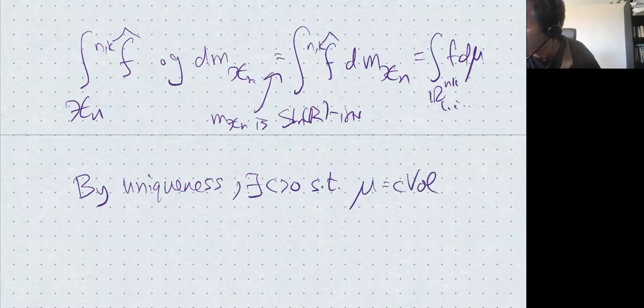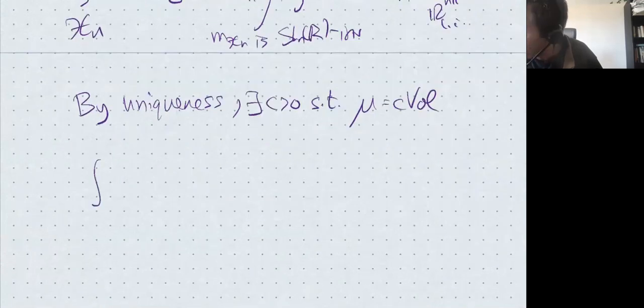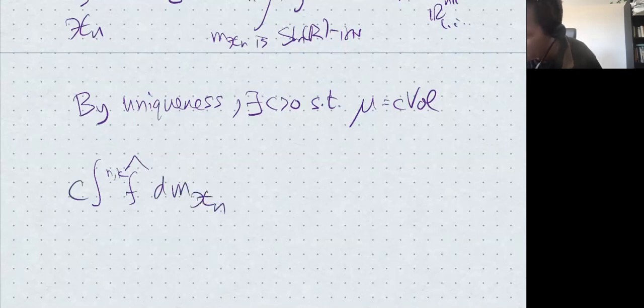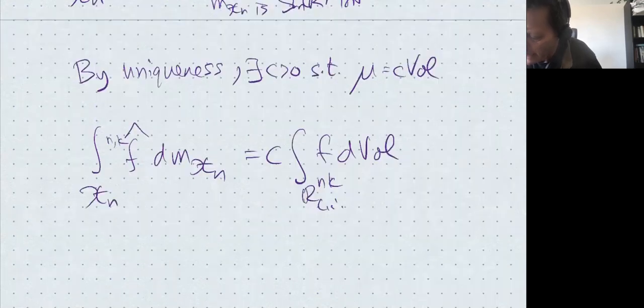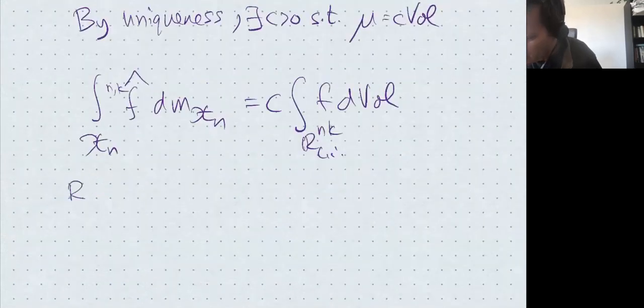So in other words, what that means is that the integral multiplied by C, or, well, C goes to the other side, I guess. This is equal to the formula that I wanted to prove, up to the evaluation of the constant C, and it remains to show C equals 1.